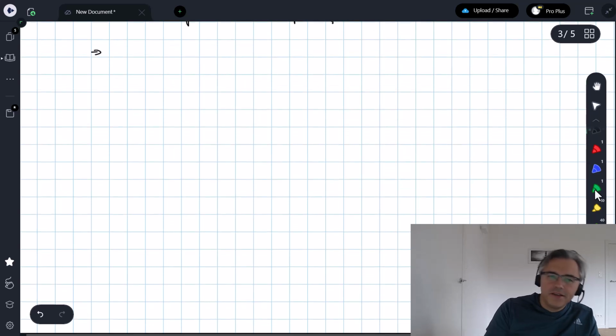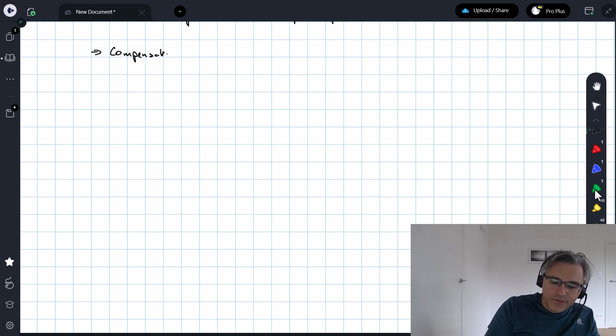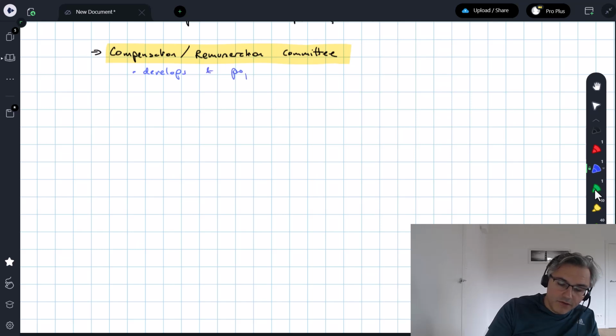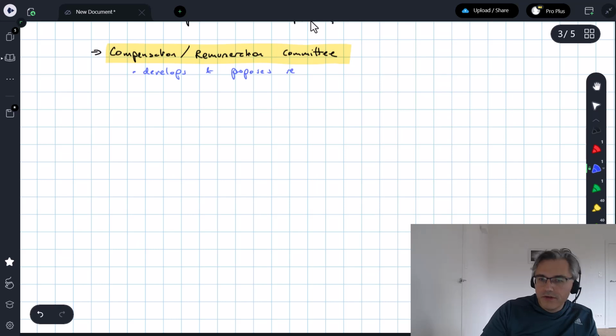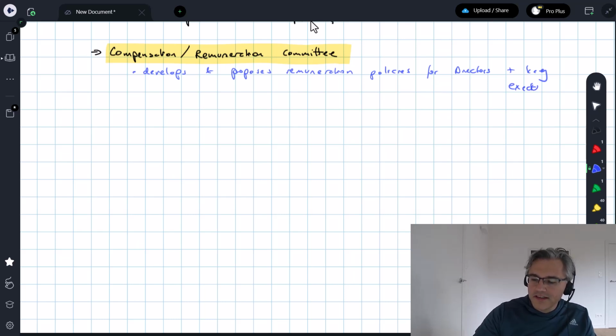Okay, and for the third committee, the final of the big three, we've got something called the compensation / remuneration committee. And this one's a bit easier in the sense of being much more plain in what it does. It develops and proposes remuneration policies for the directors and key members of management, so the key executives, typically the C-level executives, the chief of something executives.